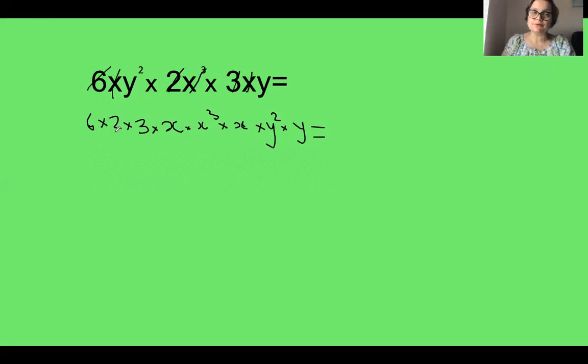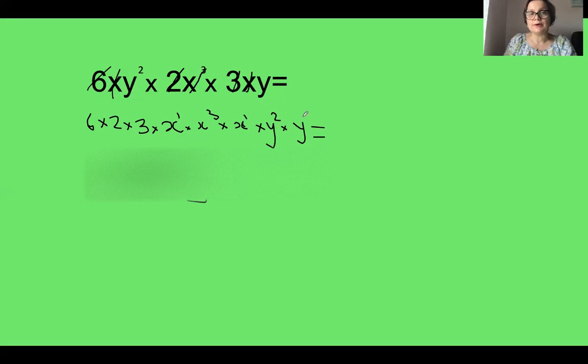6 times 2 is 12. 12 times 3 is 36. Write down 36 times. Here we have x times x to the power of 3 times x. Remember, x itself is to the power of 1, right? If it's by itself. So we add the powers. 1 plus 3 plus 1. So times x to the power of 4 times y.